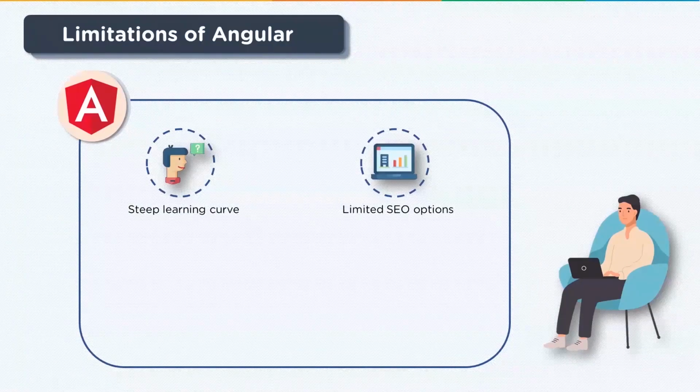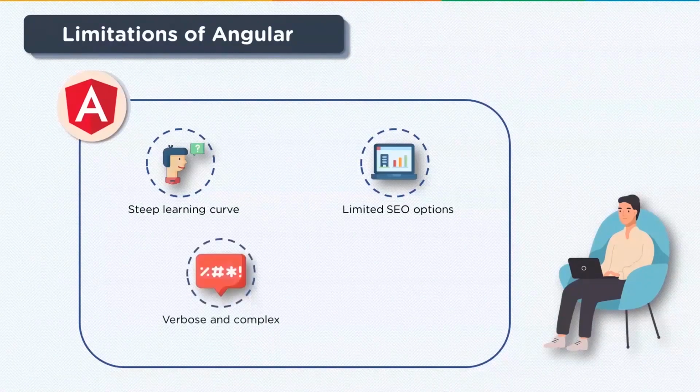Next up is limited SEO options. Now, Angular offers limited SEO options and poor accessibility to search engine crawlers. It's verbose and complex. Now, a common issue faced by the Angular community is the verbosity of the framework. It also poses to be complex compared to other front-end tools.